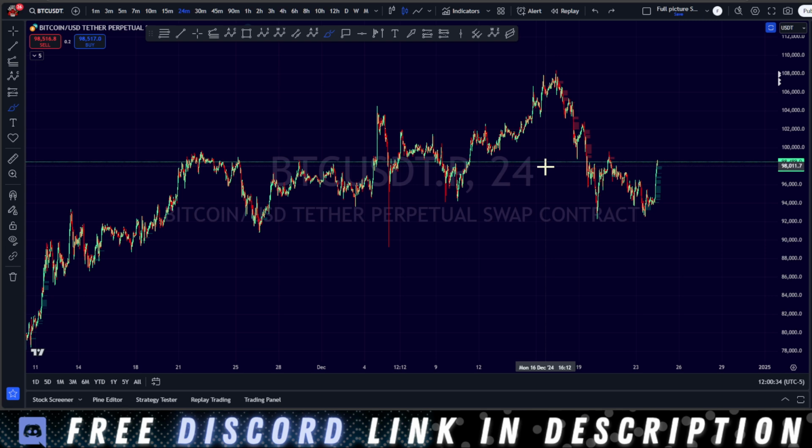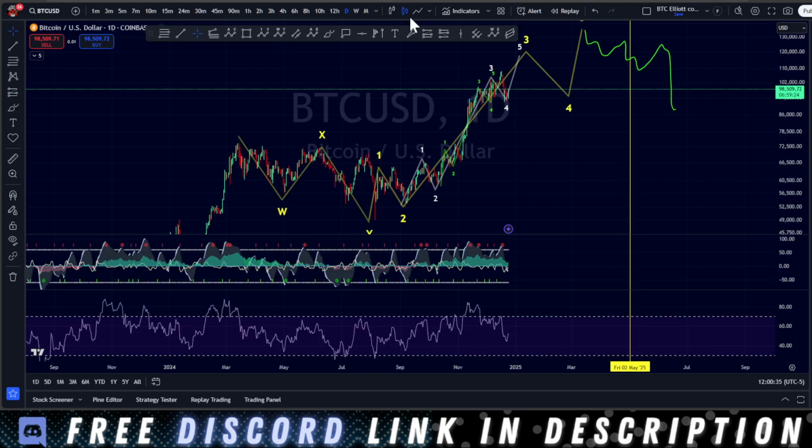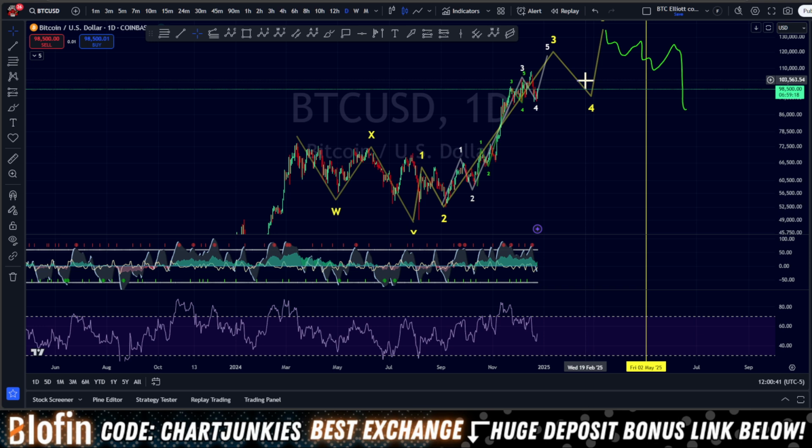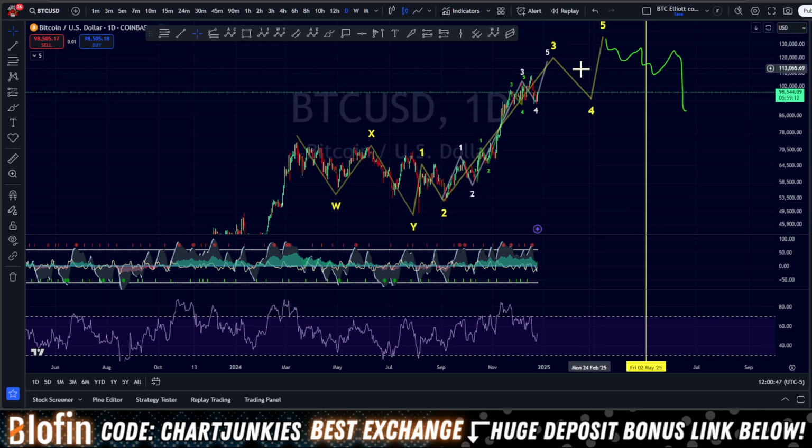All right, so we're gonna switch over to the daily real quick. We did go over this. This is in yesterday's video. This is kind of the overall structure I would love to see pan out for BTC. Some consolidation in an upward trend up here at the highs, creeping up towards 130K.